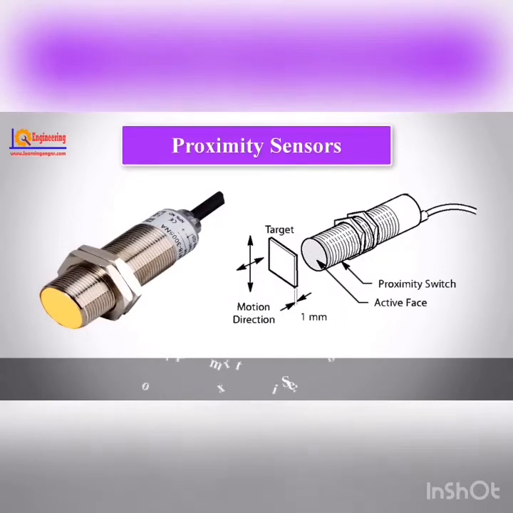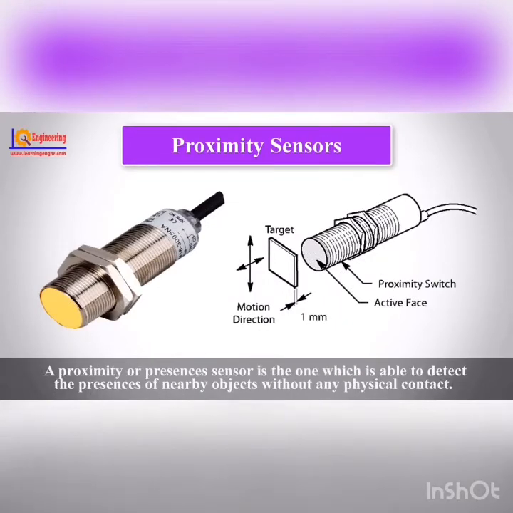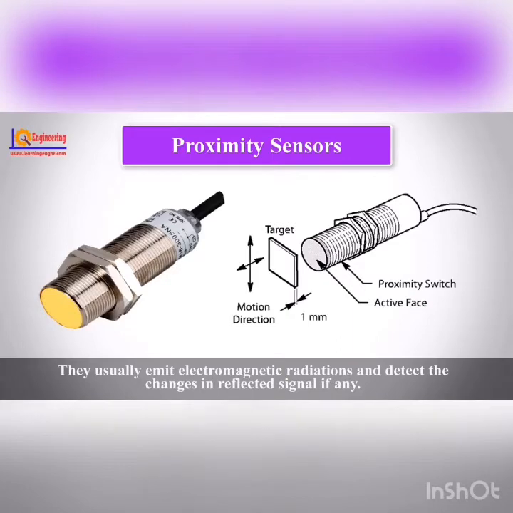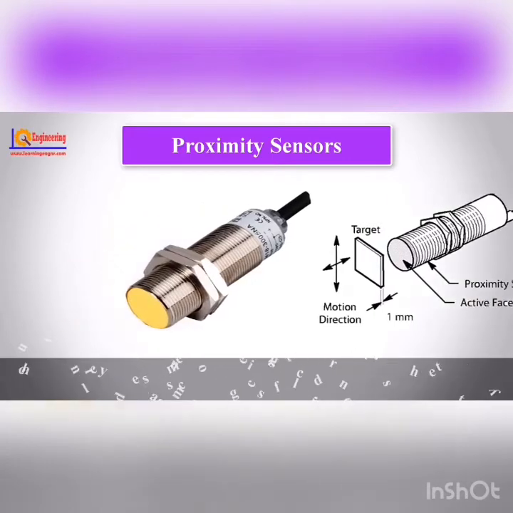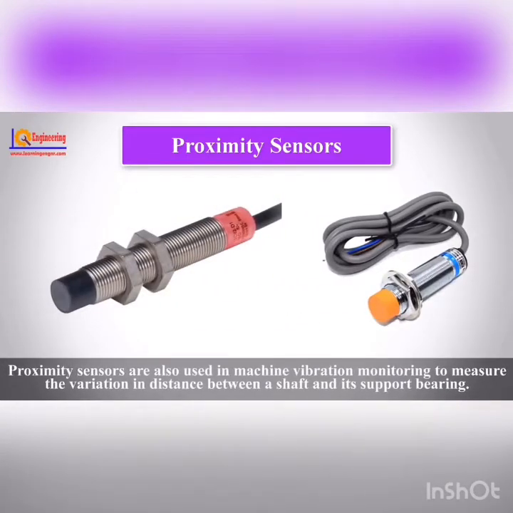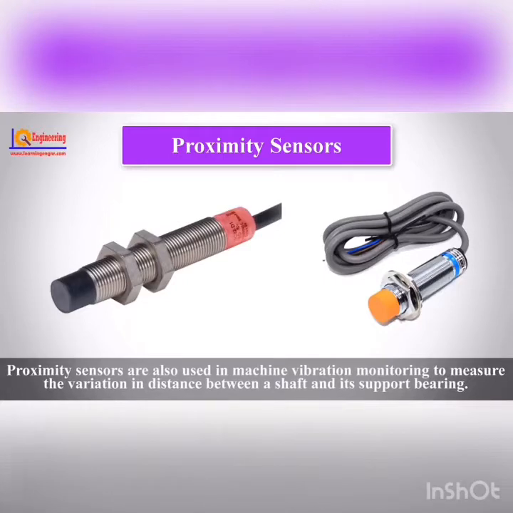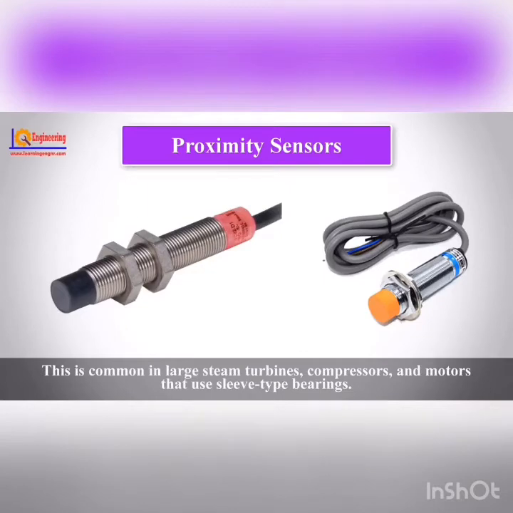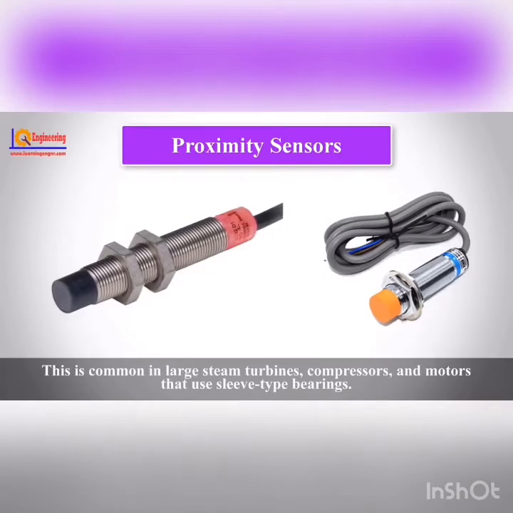Proximity sensors. A proximity or presence sensor is one which is able to detect the presence of nearby objects without any physical contact. They usually emit electromagnetic radiation and detect changes in the reflected signal, if any. Proximity sensors are also used in machine vibration monitoring to measure the vibration in distance between a shaft and its support bearing. This is common in large steam turbines, compressors, and motors that use sleeve-type bearings.